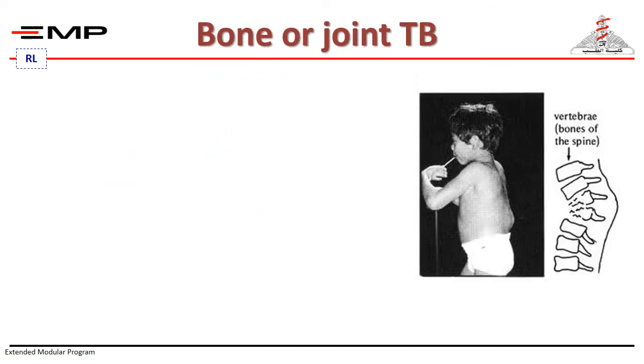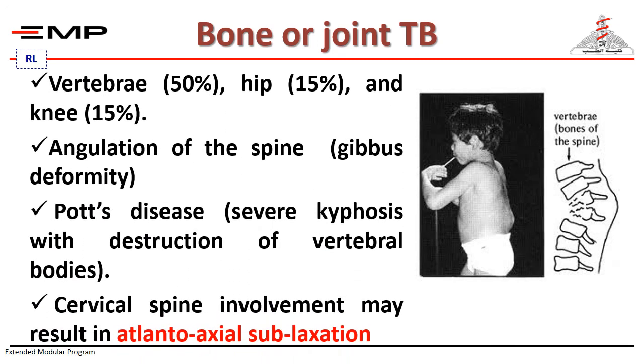What about bone or joint tuberculosis? It's a common sign. Vertebrae can be affected in 50% of cases, hip in 15%, and knee in 15%. It can result in angulation of the spine with a special deformity called gibbous deformity. The disease is called Pott's disease. Pott's disease means severe kyphosis with destruction of the vertebral bodies secondary to TB of the vertebrae. Cervical spine involvement may occur, resulting in atlantoaxial subluxation and death.